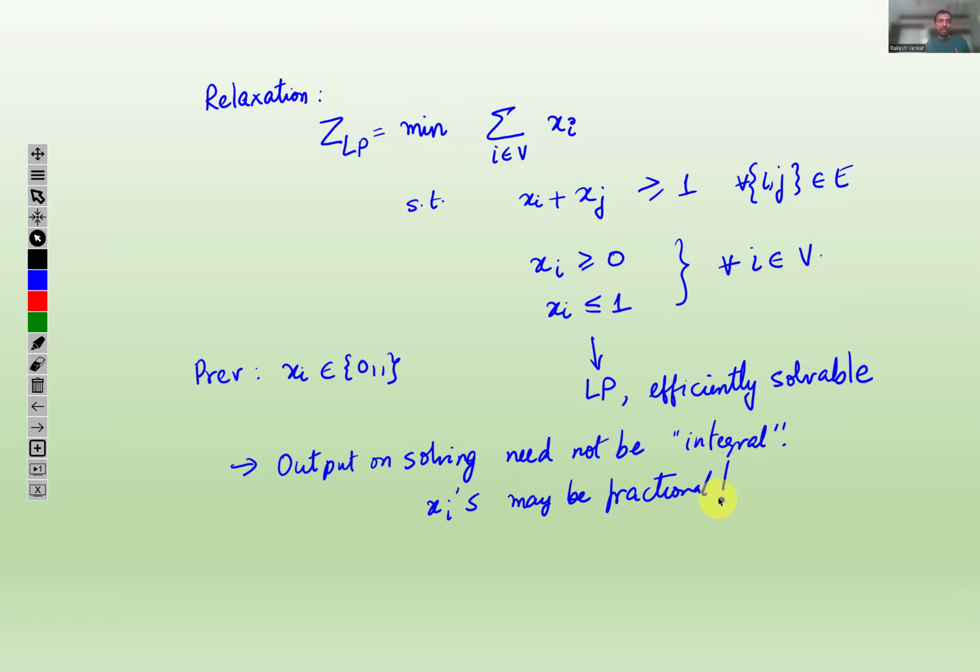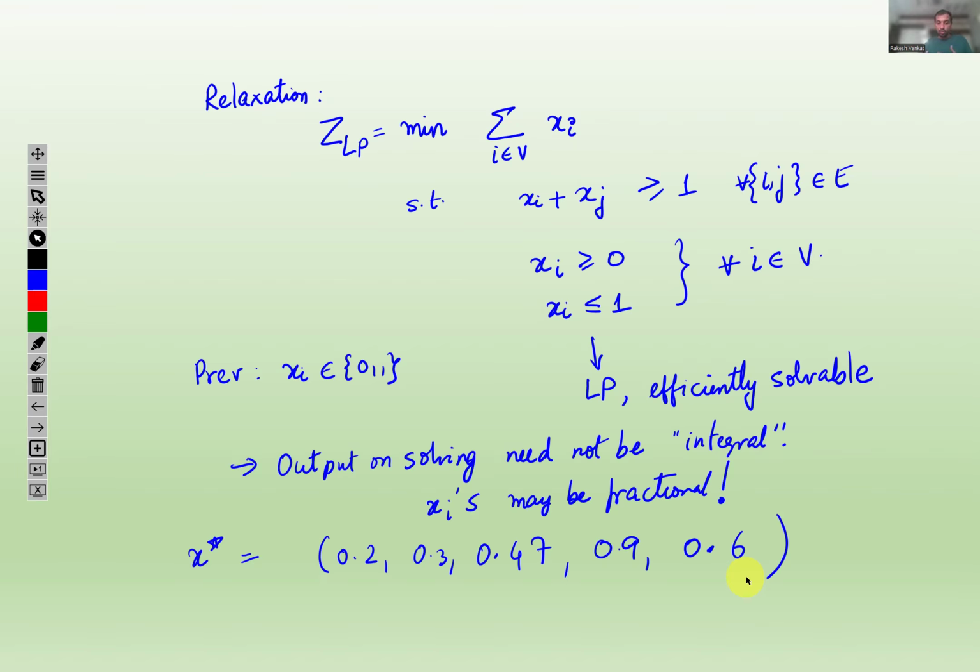And once the xi's are fractional, how do I get an independent set out of this? Suppose I get some values. Say the optimal solution x star on the 6 vertex graph we see might look something like 0, 0.2, 0, 0.3, 0, 0.47, 0, 0.9, 0, 0.6, something like this. Nothing is stopping it from being like this. Now looking at this, it doesn't look like an independent set at all. It has fractional values sitting in it. So what do I do? And this is where I need another layer of an algorithm.